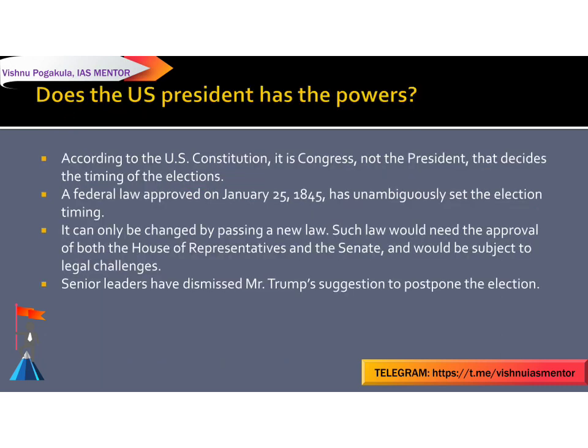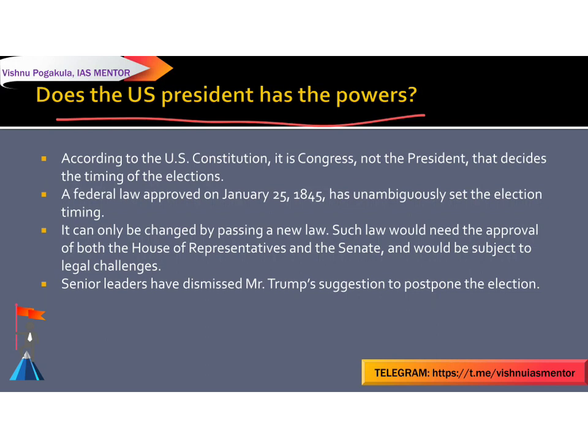As of now, we have seen that Trump has suggested the delay and was against mail-in voting. So does the US president have the power to delay the election for any reason? Whether this is possible or not.